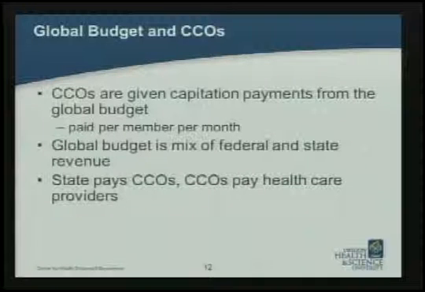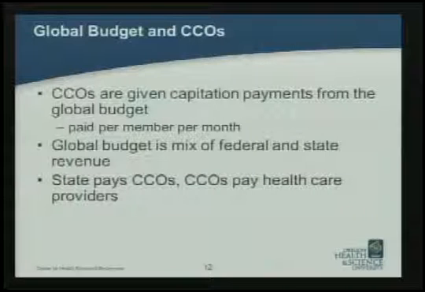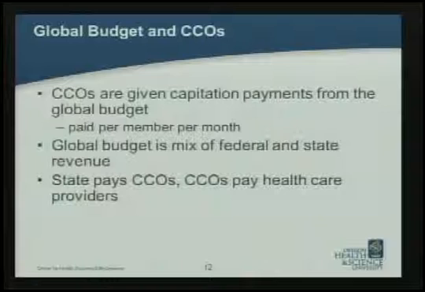So kind of focusing on that second real target of the CCOs, which is the global budget and coordinated care organizations. Coordinated care organizations are given capitation payments from this kind of global budget that the states have on a per member, per month basis. And what that means is the state has this large pool of money for Medicare, Medicaid. Some of it is the state's money, and then it is matched by the federal government. And we say, all right, coordinated care organization X, we are going to give you X amount of dollars based on your underlying patient population. And then the states pay coordinated care organizations who pay out their healthcare providers from there.